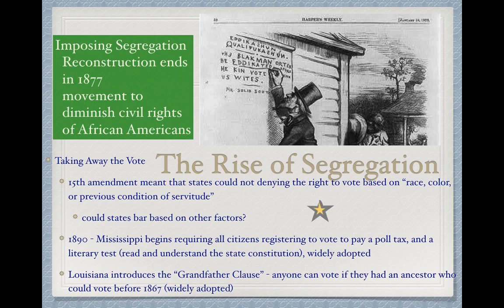Louisiana is going to be the first to introduce something called the grandfather clause. Anyone can vote if they had an ancestor who could vote before 1867. Well, that's going to eliminate all freed slaves, right? So they're basing it not on their condition of previous servitude, but on their grandfather's condition of previous servitude.